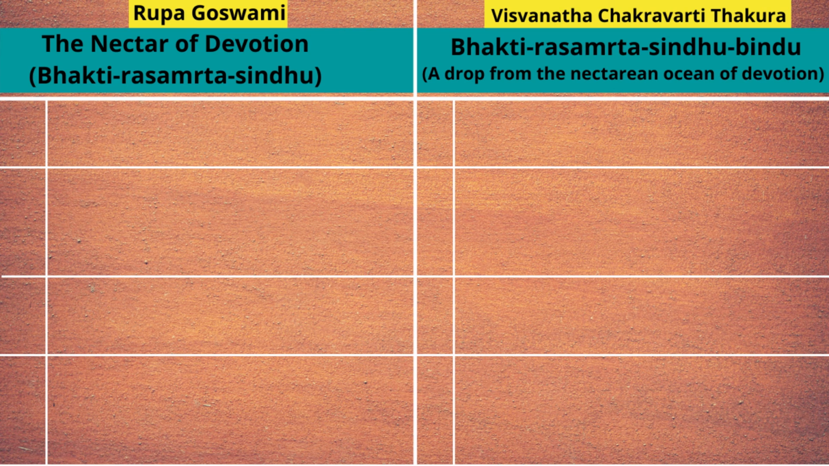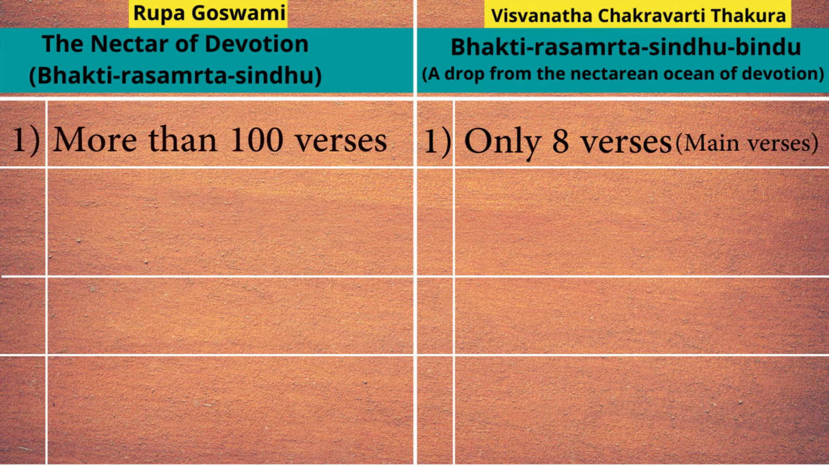Rupa Goswami's Bhakti Rasamrita Sindhu has hundreds of verses, literally hundreds of verses. He has also quoted from many scriptures, but he himself also composed hundreds of verses. But Bhakti Rasamrita Sindhu Bindu, how many verses does it have from Rupa Goswami's book? Just 8. He has expertly chosen just 8 verses and some small sections from Rupa Goswami's Bhakti Rasamrita Sindhu, which has hundreds of verses.